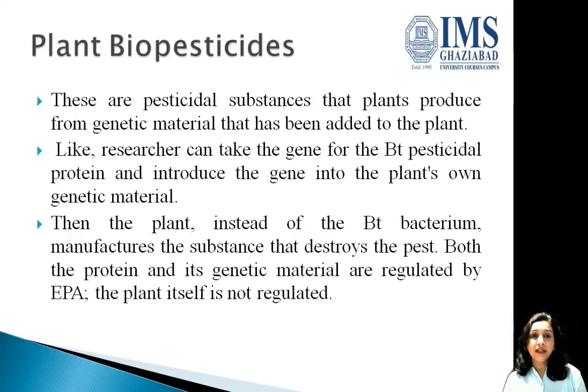Another important category is plant biopesticides. These are pesticidal substances which are obtained from plant extracts, or certain types of plant materials. These are biopesticidal substances that plants produce from genetic material that has been added to the plant. Like a researcher can take a gene from the Bt pesticidal protein and introduce the gene into the plant's own genetic material. Then the plant, instead of the Bt bacteria, manufactures a substance that destroys the pest. Both the protein and its genetic material are regulated by the EPA, and the plant itself is not regulated.